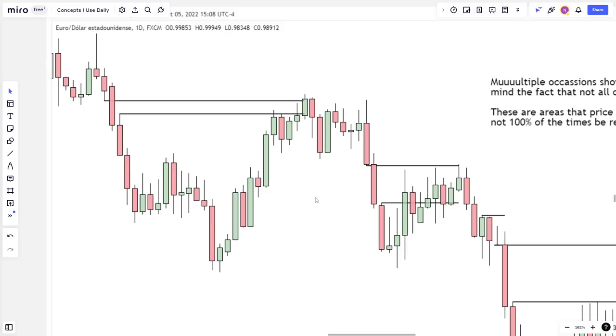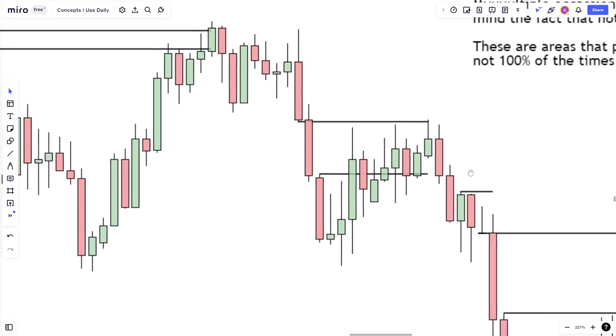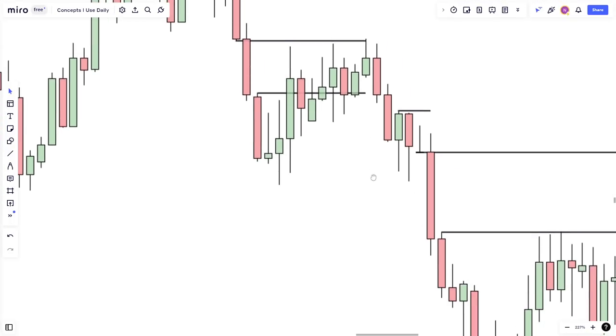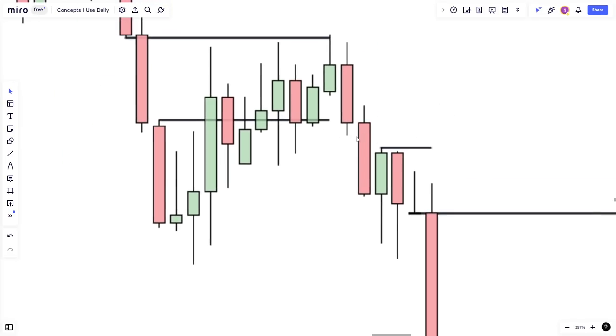Doesn't mean that it was a failed fair value gap. This is a daily chart. So in my opinion, it is not a failed fair value gap. Mitigates, goes higher. We have that one. We have this one, a pretty good fair value gap. It's not mitigated. It mitigates this one. Continues going lower. Doesn't mitigate it. We have one here.